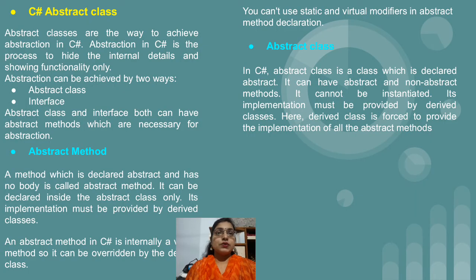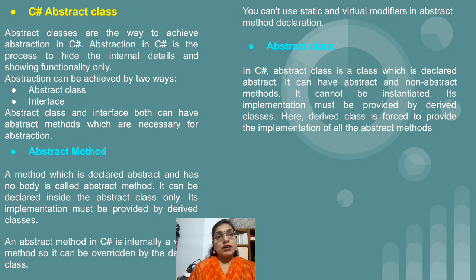So first we are going to see the abstract class. I think you have already learned this topic in Java. In Java also we were having abstract class. Again the same thing we are having in C# also. Basically abstract class and interface, these two concepts are used to achieve abstraction in C#.